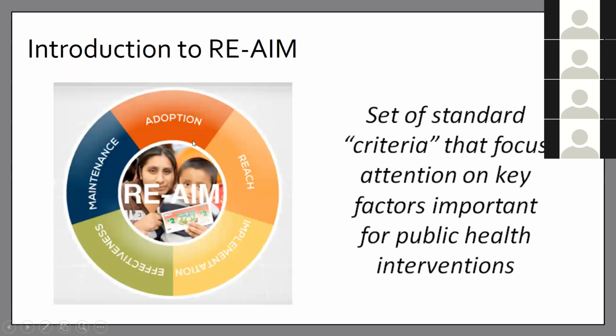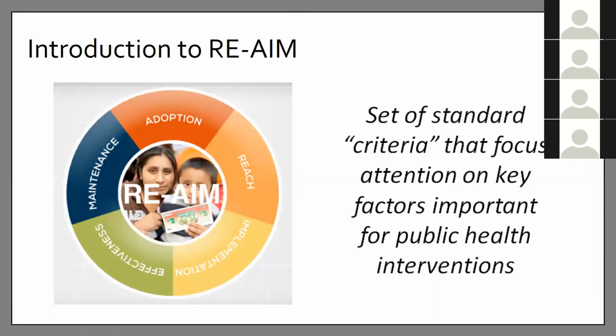So REAIM was first proposed as a framework for evaluating health promotion interventions back in 1999 by Dr. Glasgow and colleagues at Kaiser Permanente, Colorado. It's a set of standard criteria that focus attention on key factors or dimensions important for public health interventions. These dimensions include reach, effectiveness, adoption, implementation, and maintenance.